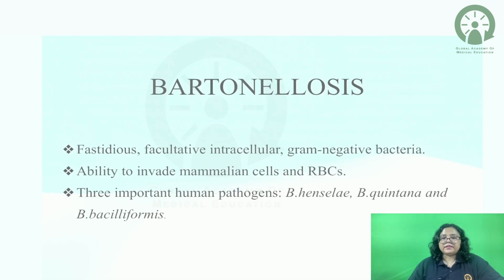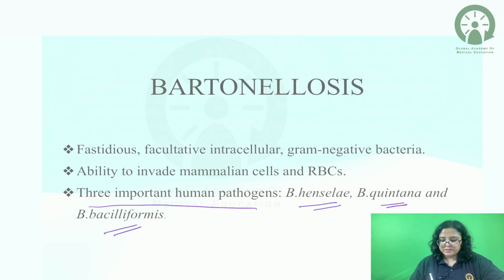So, next we have moved to Bartonellosis. What is Bartonellosis? It consists of 3 important human pathogens: Bartonella henselae, quintana and bacilliformis. These are fastidious facultative intracellular gram-negative bacteria, with the ability to invade mammalian cells and RBCs.